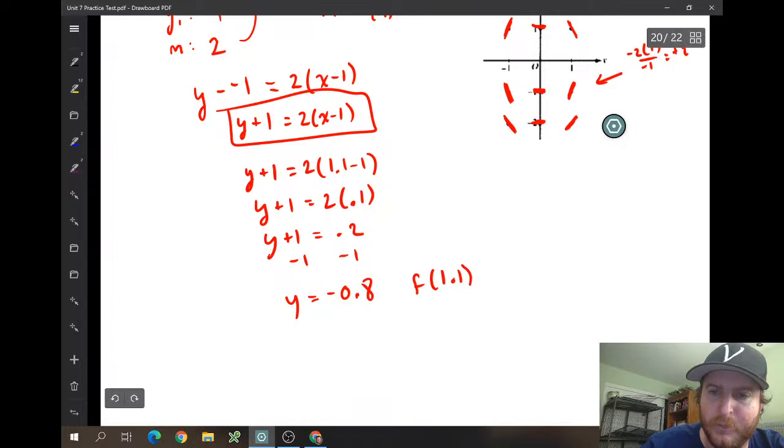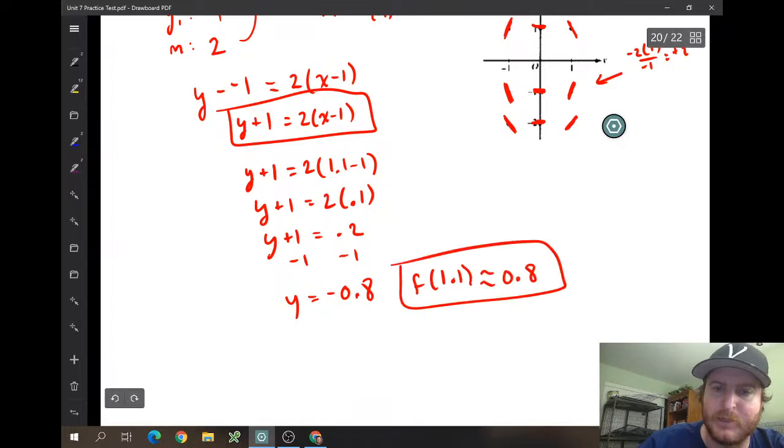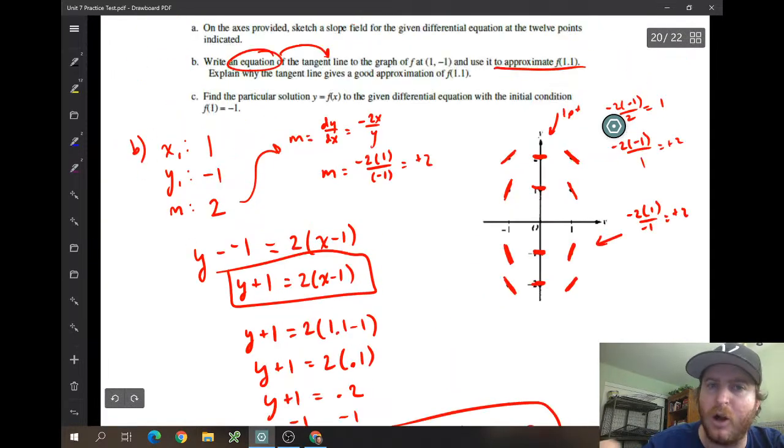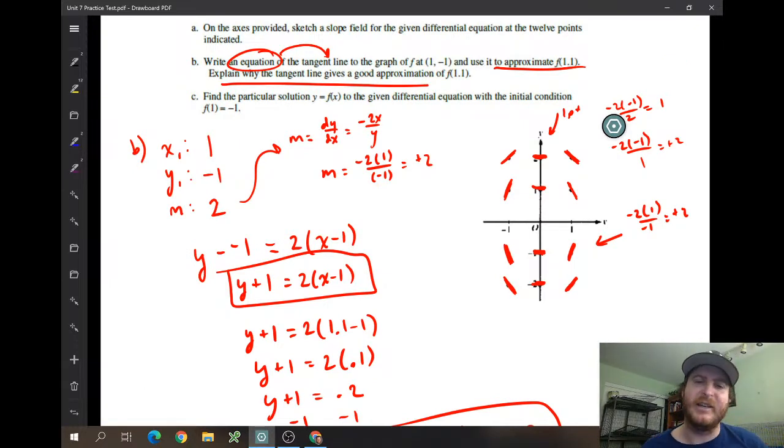This is a little bit more proper, is to replace the y with f of 1.1. But if you had boxed this, you'll still get the full credit. Okay, you'll still get full credit there. Then it also says explain why the tangent line gives a good approximation of f of 1.1. This is a little bit hard, okay?